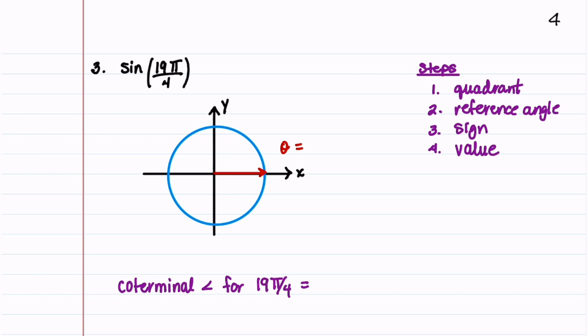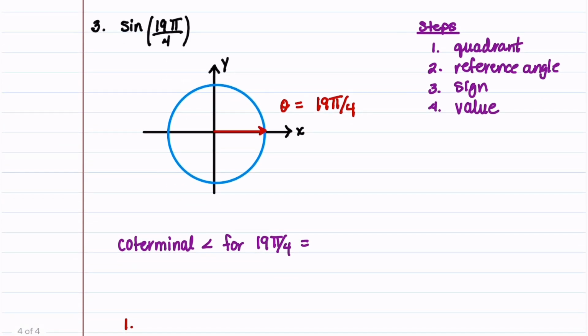In this example, theta is equal to 19 pi over 4. That is greater than 2 pi, so we have to do a step before we start into steps 1 through 4. That extra step is we need to find the coterminal angle for theta equal to 19 pi over 4. I also have a video on this if you need to review coterminal angles. So the coterminal angle for 19 pi over 4 is 19 pi over 4 minus 2 pi, which is 19 pi over 4 minus 8 pi over 4, which gives us 11 pi over 4.